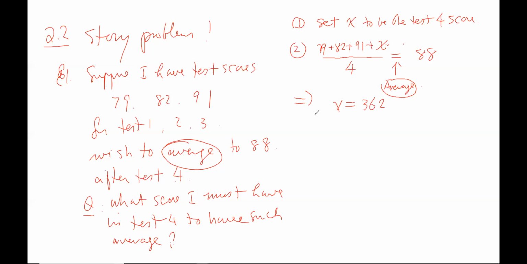352, sorry. Agree? Minus 79, minus 82, minus 91. Is that correct? So we subtract that. How do you subtract this? Putting together, this gives you 170. 170 to 352 is 182, and therefore exactly 100.